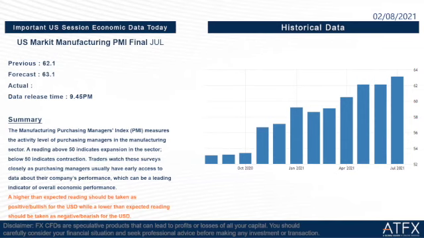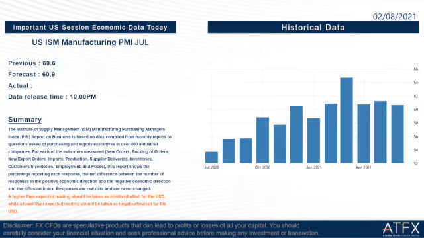Okay, the last important economic data today is the US ISM manufacturing PMI for July. The previous is 60.6 and the forecast is 60.9. The data release time is at 10 o'clock tonight. A higher than expected reading should be taken as positive or bullish for the USD, while a lower than expected reading should be taken as negative or bearish for the USD.